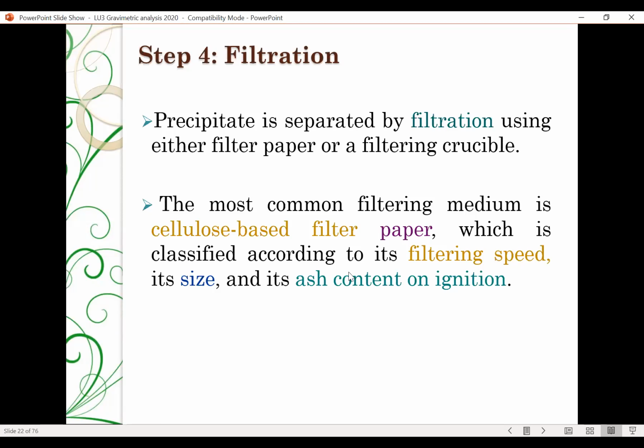So the most common medium is cellulose-based filter paper, and it can be classified according to its filtering speed, its size, and the ash content on ignition. Why size? Because if you have different chemical compounds, they may form different sizes of precipitates. So you are going to choose the size of filter paper based on the need of your experiment. Okay.